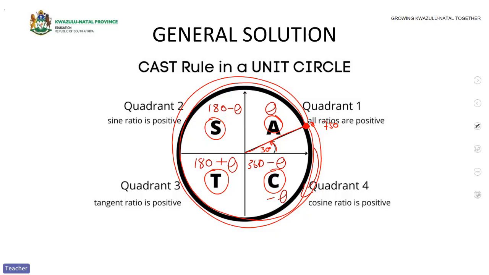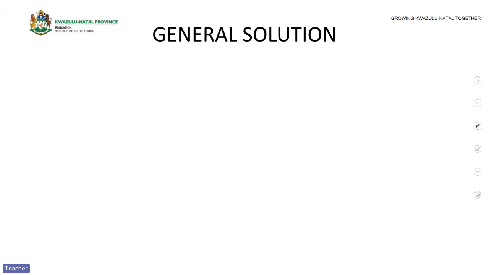So it is important to remember these reduction formulas, as you are going to need them when we are solving trigonometric equations or dealing with our general solutions.